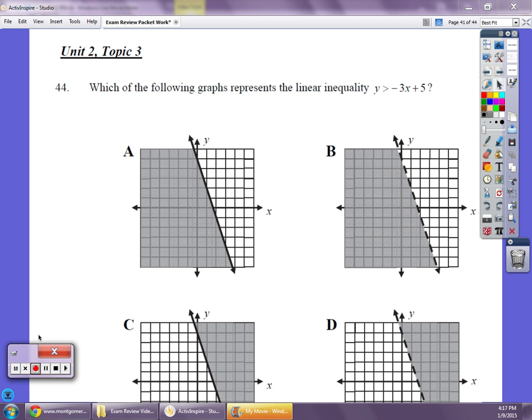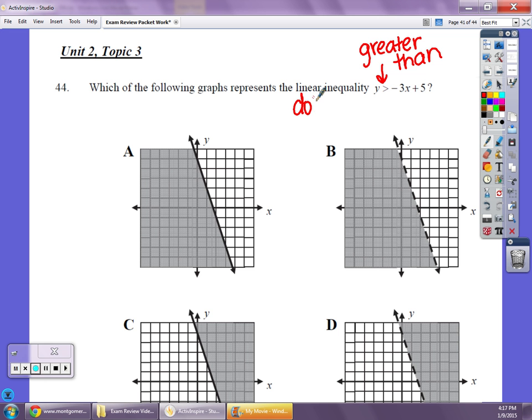We're looking at Unit 2, Topic 3. Which of the following graphs represents the linear inequality y is greater than negative 3x plus 5? So what do we need to know? We know that this means greater than, and that symbol tells us a lot more. Without the greater than or equal to sign, we know that we're going to have a dotted line. And since it's greater than, we know that we're going to shade above that line.